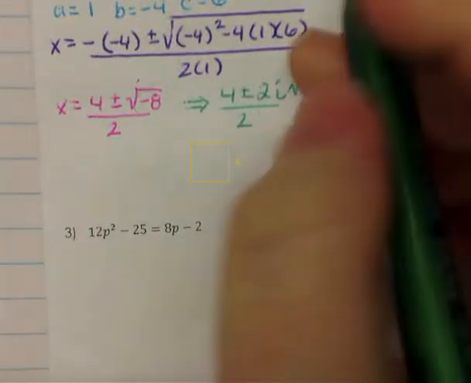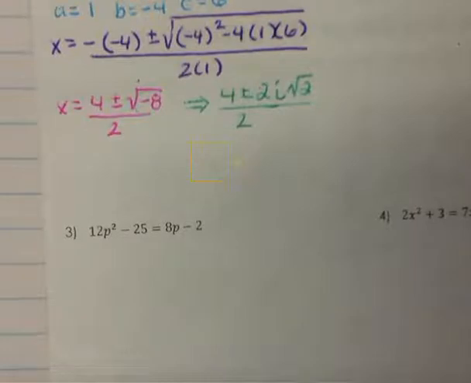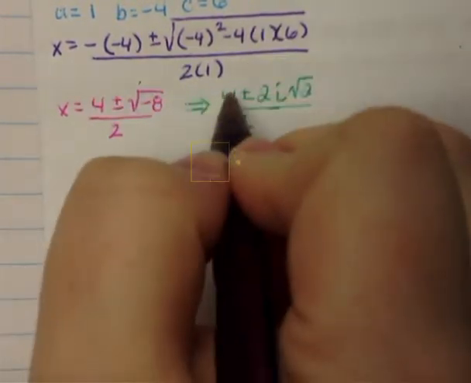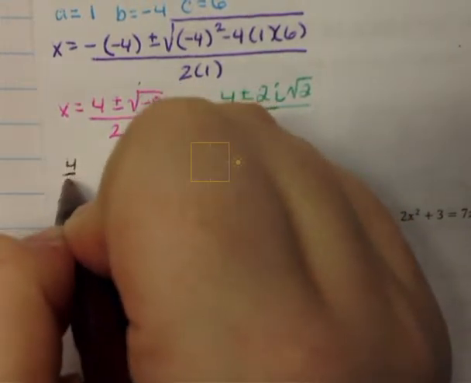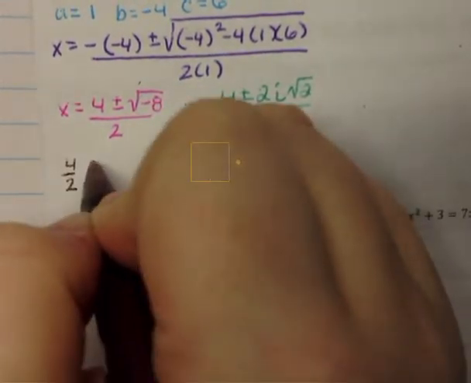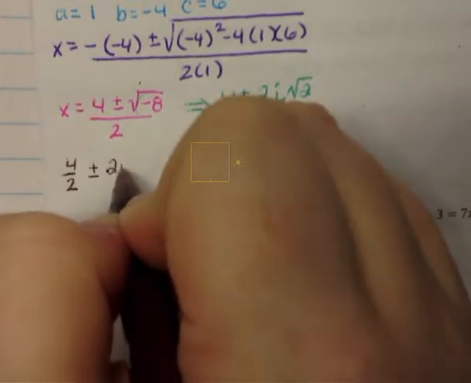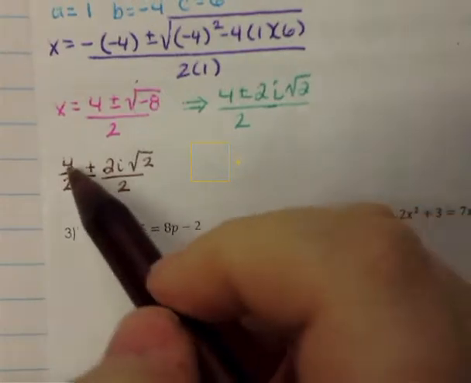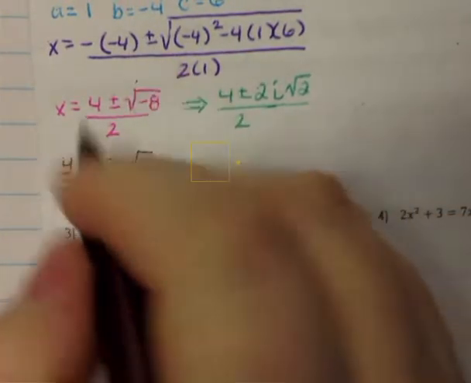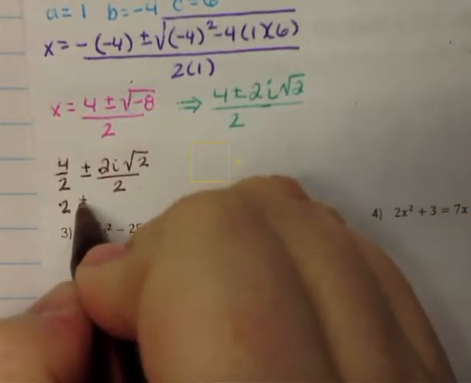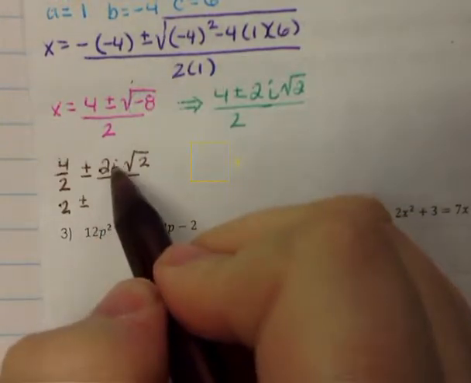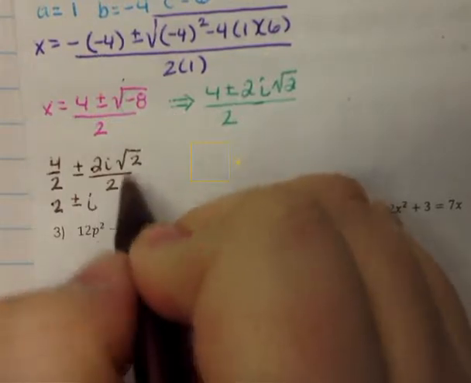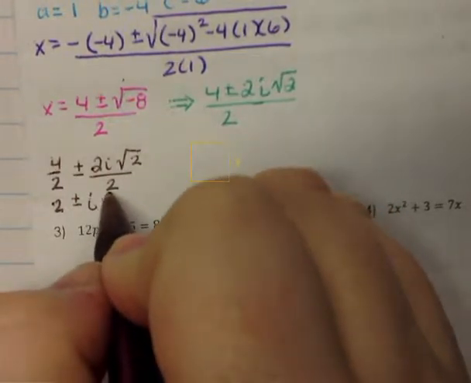So I'm going to separate these into 2 fractions. So this is really 4 over 2, and then we have the plus or minus, then we have the 2i square root of 2 over 2. 4 over 2 simplifies to be 2, plus or minus. 2i over 2 simplifies to just be 1i, but the square root of 2 has to stay on our answer.